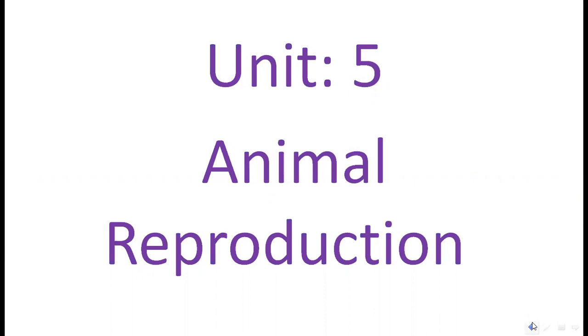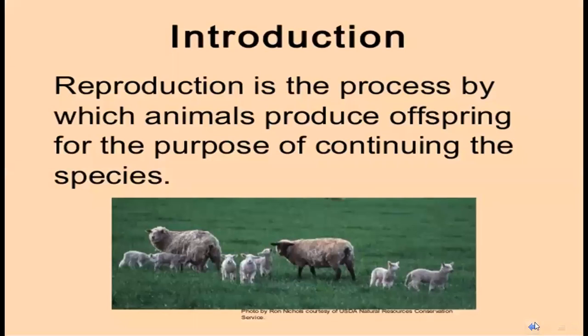Dear students, if living things did not reproduce themselves, after a while there would be none left. As each animal gets older and dies, it would not be replaced. So reproduction is the process by which animals produce offspring for the purpose of continuing the species. What is reproduction? Reproduction is the process by which animals produce offspring for the purpose of continuing the species.